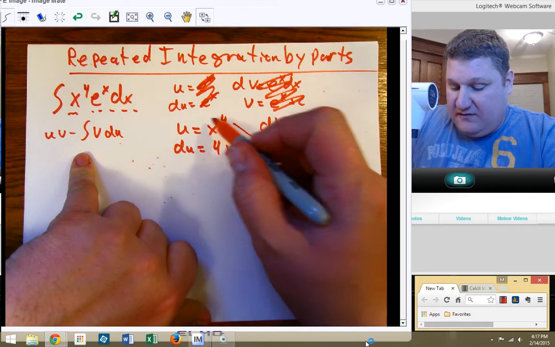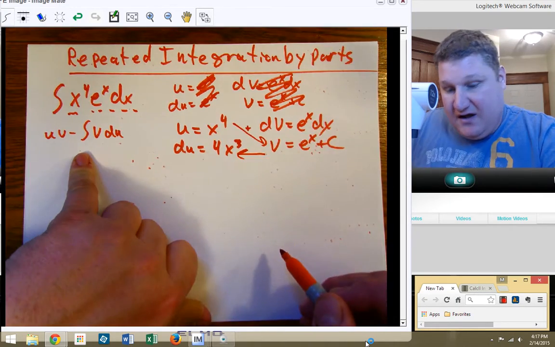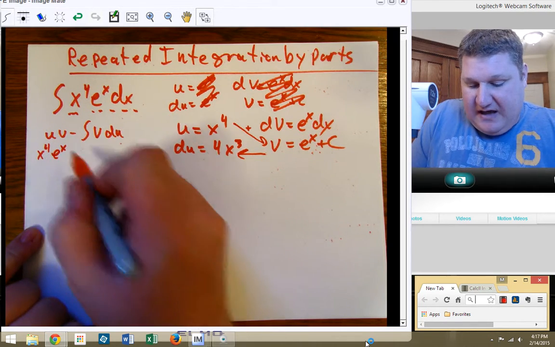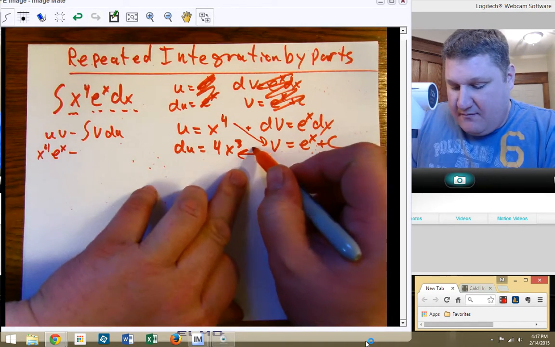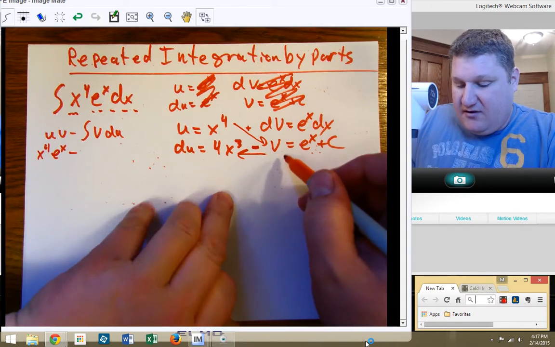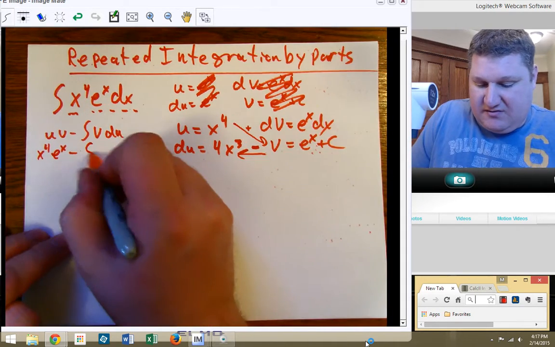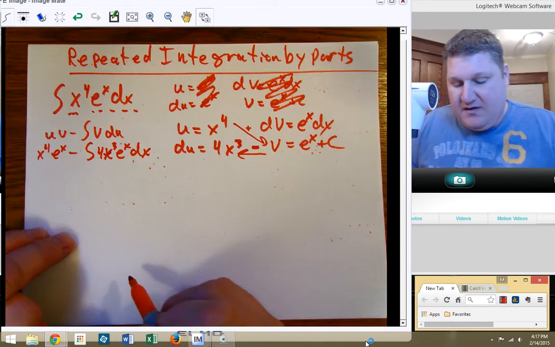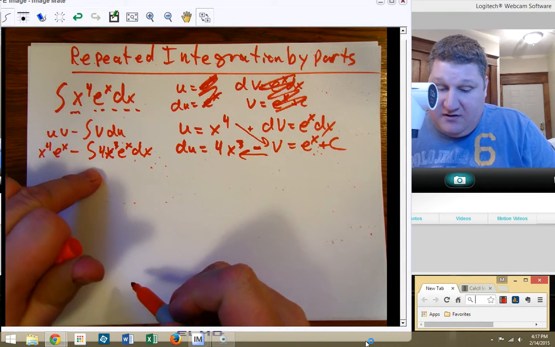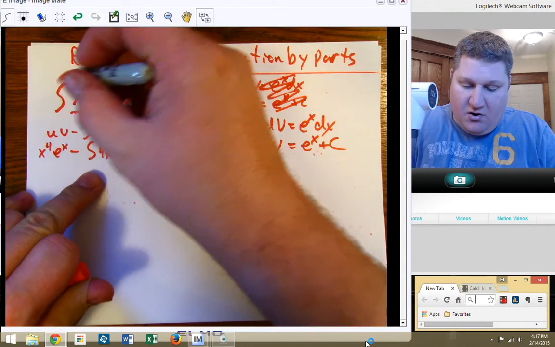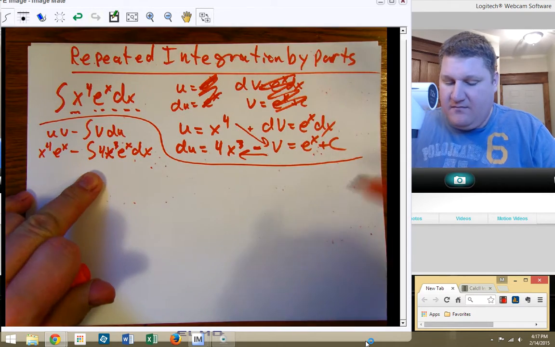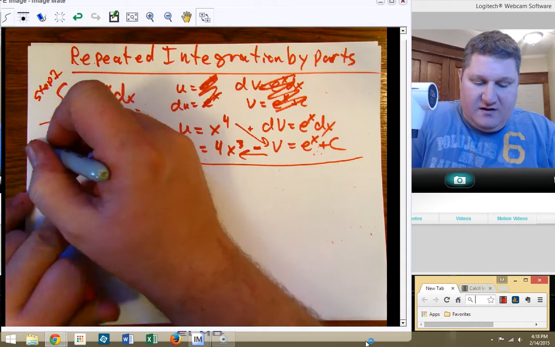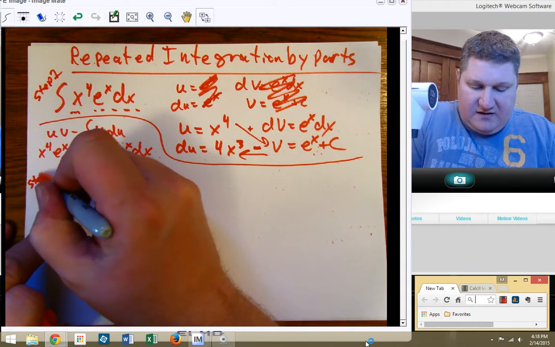Now, it's u times v, and that stays the same, u times v, x to the fourth, e to the x, minus the integration, so minus going backwards, the integration of v du. So it's going to be 4x cubed e to the x dx. You say, great, except I can't do anything more with that. So now that I have done all this work, I now go from basically what amounts to step 1 to now I have to do it all again in step 2.